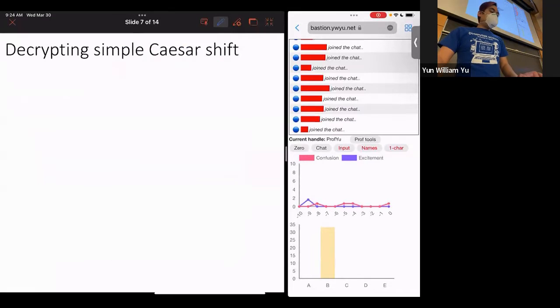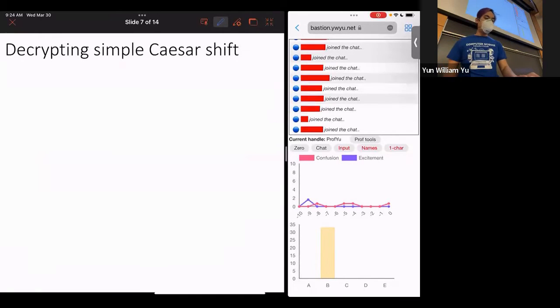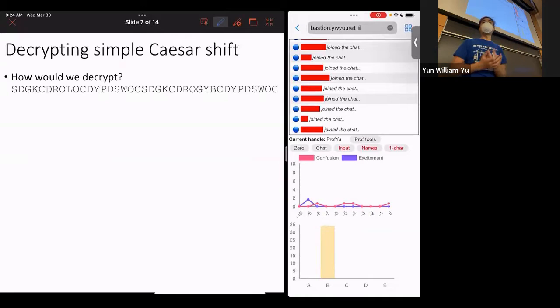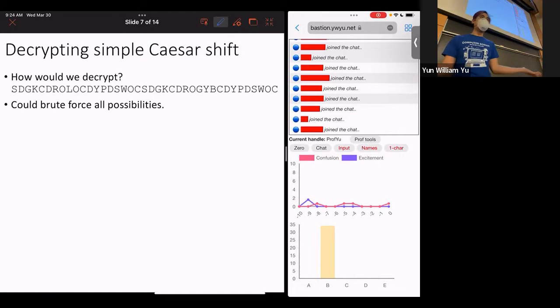It turns out that, unfortunately, the Caesar shift is actually a very, very easy code to break. There are a couple of different things you could do. For example, if I gave you this particular line, how would you decrypt it? Well, one thing you could do is brute force all the possibilities. There are only 26 different keys, and one of them is trivial, so it's pretty easy to figure out when you get the right decryption.